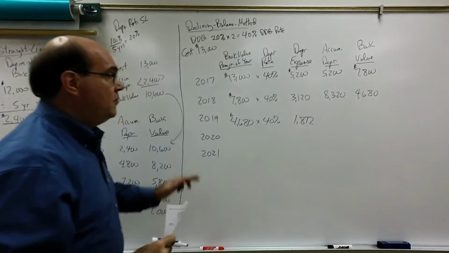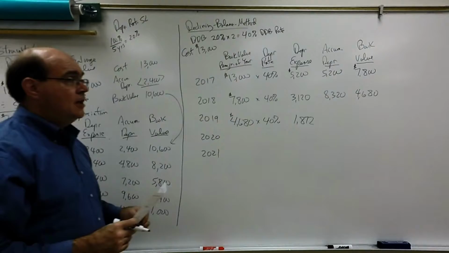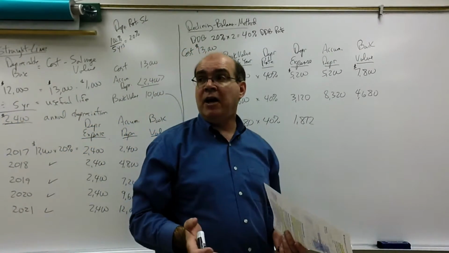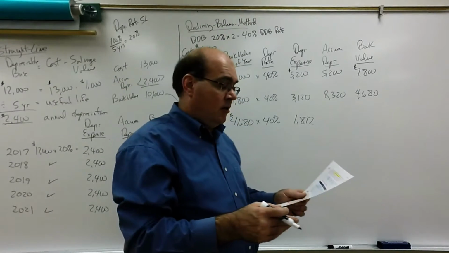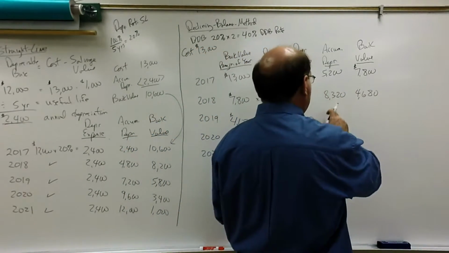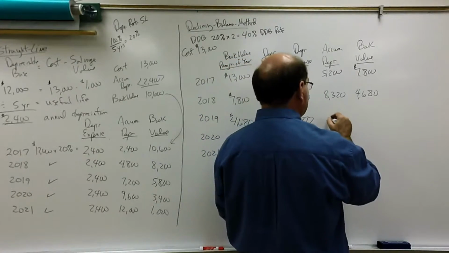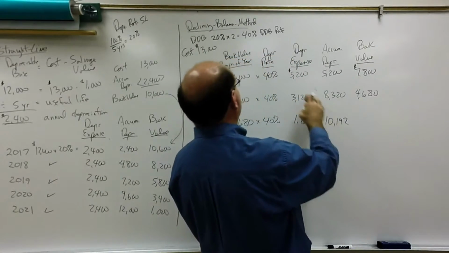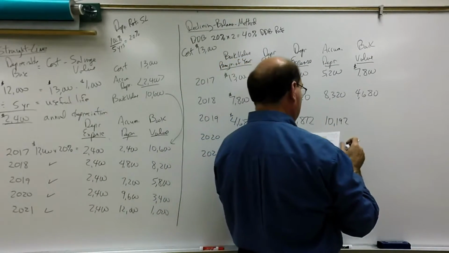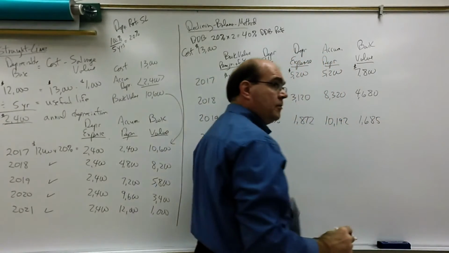So in 3 years, it went from being double the straight line to being less than the straight line. And that's a characteristic of the declining balance. More depreciation expense in the early years, but less in the later years. We add that to our accumulated depreciation, so 8,320 plus 1,872. That works out to be 10,192. And then subtracting that from the 13,000, our book value is all the way down to 1,685. So it's getting pretty low, right?